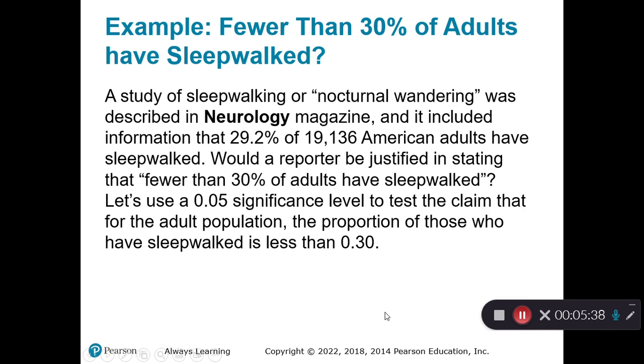Would a reporter be justified in stating that fewer than 30% of adults have sleepwalked? Well, this is a claim about the population proportion P. This claim is that fewer than 30% of all adults have sleepwalked. So we're making a claim about a population parameter, namely P. Let's use a 5% significance level to test the claim that for the adult population, the proportion of those who have sleepwalked is less than 0.30.